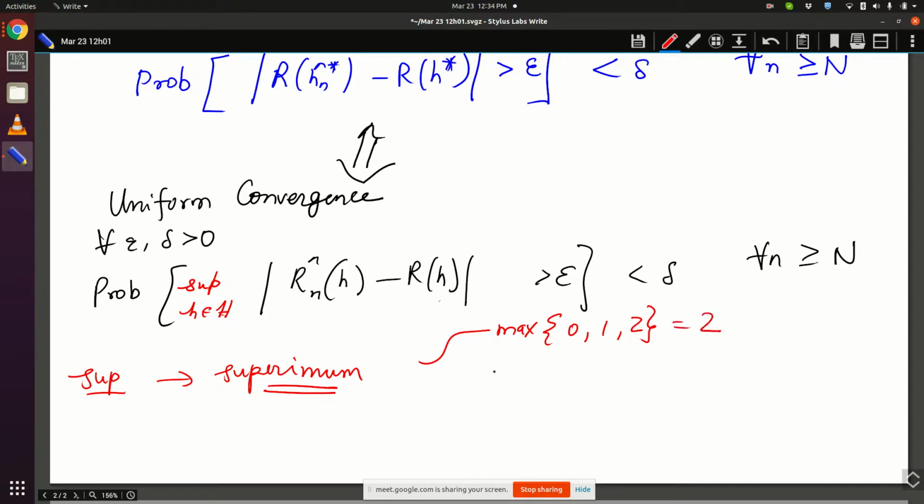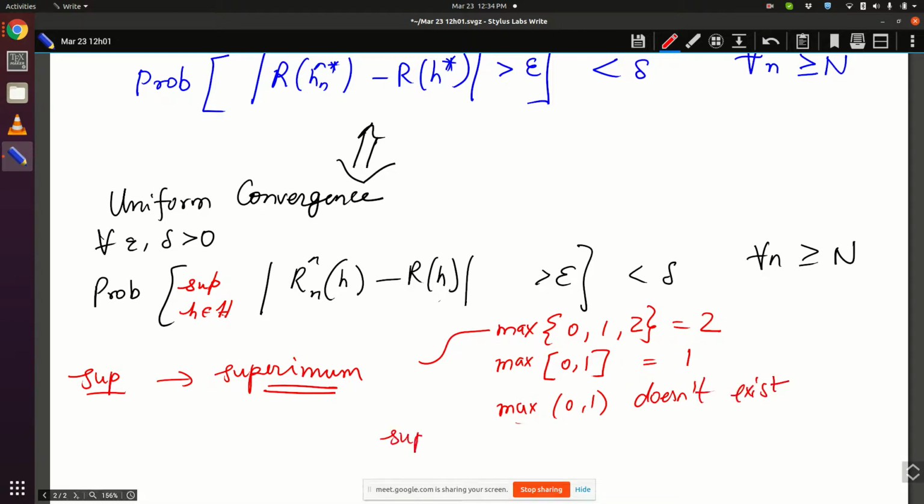So now instead of giving a set like this, if I give you [0, 1], what is the maximum here? 1. So what about this? Next, I will give an open interval. What is the maximum here? Not defined. Yeah, this is not defined because maximum expects that I will give you an element from the set that is supplied to it. So maximum doesn't exist. Whereas supremum of (0, 1) is equal to 1. So basically this supremum you can think of as the lowest upper bound.